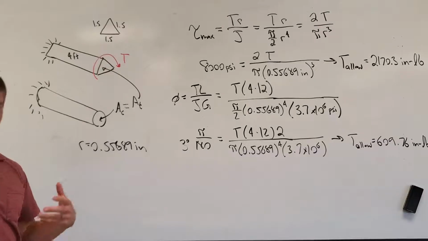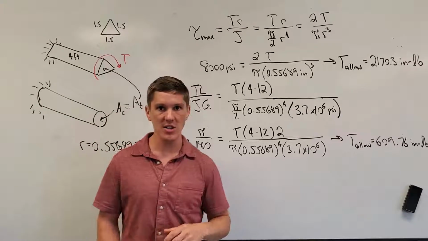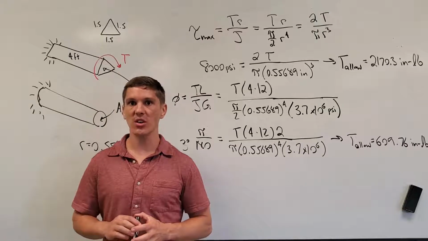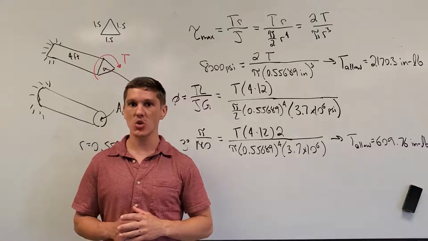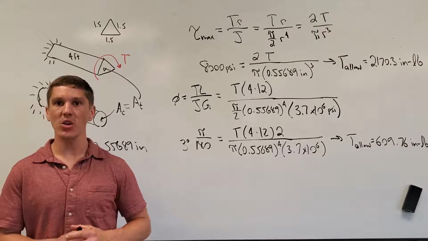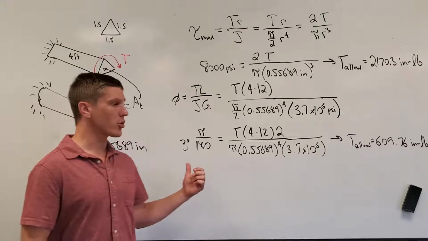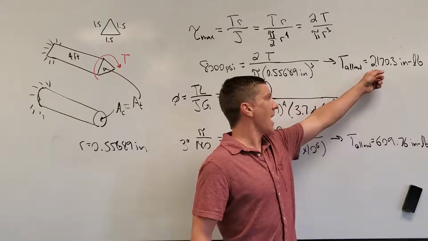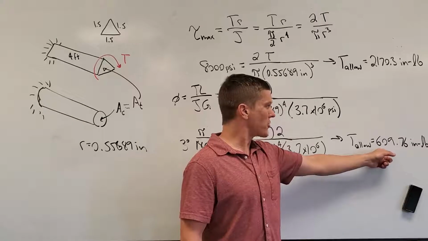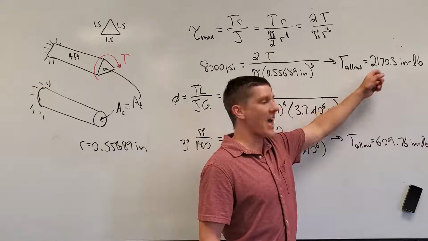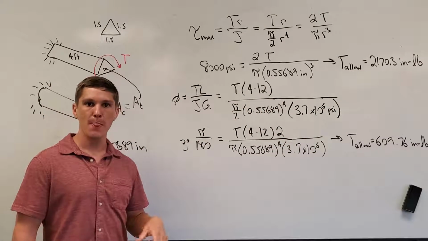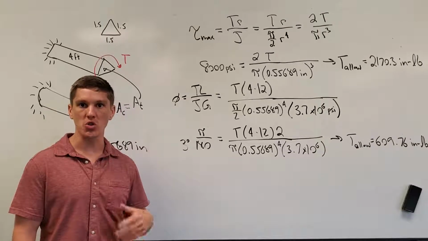So the big takeaway from this is that when we have non-circular cross sections, they are always not going to be as efficient for handling the torque as a circular cross section will be. That's why we most commonly see circular shapes being used to transmit torque, because circular shapes are both more efficient in handling the shear stress and in handling the angle of twist. So they're both stiffer with respect to twist, and they have lower stress values for a given input torque.